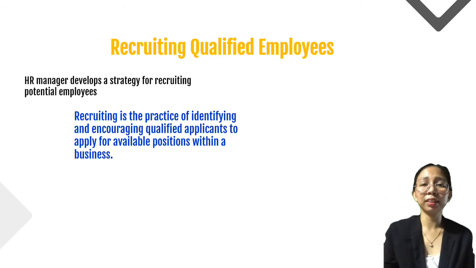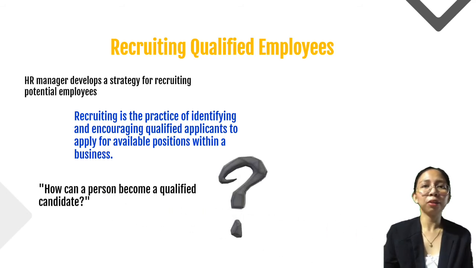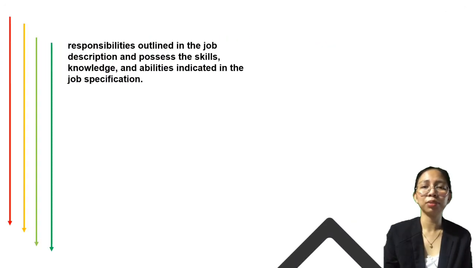Finding qualified candidates is the first step in the recruitment process, but first let's define certain terms. How can a person become a qualified candidate, you might wonder? A qualified worker must be able to carry out the responsibilities outlined in the job descriptions and possess the skills, knowledge, and abilities indicated in the job specifications. He or she must also be a good fit for the company.